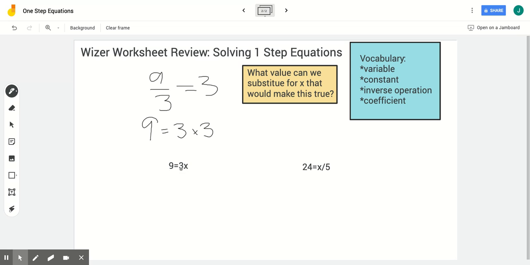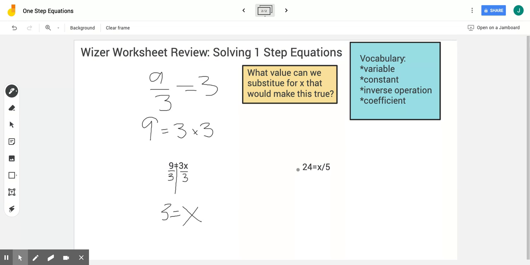So we're going to divide on the right side of the equal sign by 3 because 3 is the coefficient. And if we do it on the right side, we have to do it on the left side. We always do the same thing on both sides. So we have to divide 9 by 3. And like we just said, 9 divided by 3 is equal to 3. So that's our answer, just like we set up here.